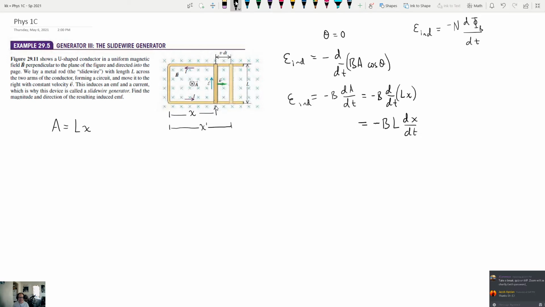And if x represents the position of the bar at any moment in time, then dx/dt is going to be equal to the velocity, right? And this is our answer. A really nice, simple answer. This is sometimes referred to as motional EMF, because this same type of expression is going to show up really more than once.